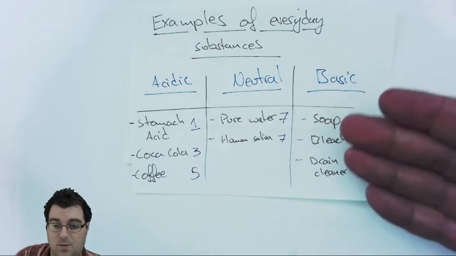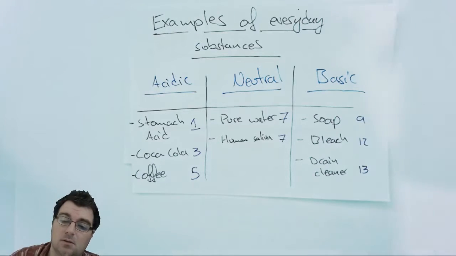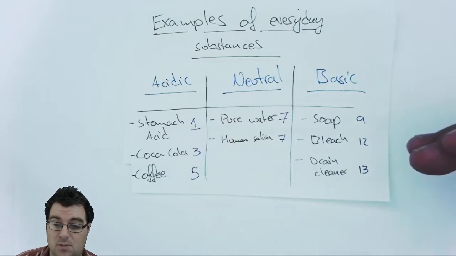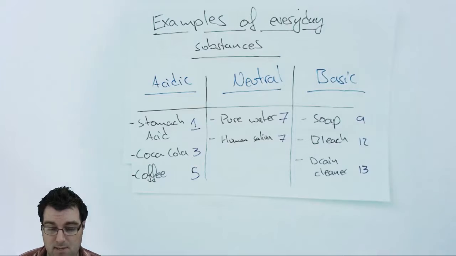And likewise, when we talk about basic substances, which encompass many of our cleaning products, we have soap, which is pH 9, bleach, which is a stronger cleaning product at pH 12, and drain cleaner, which is often sodium hydroxide itself, at pH 13.